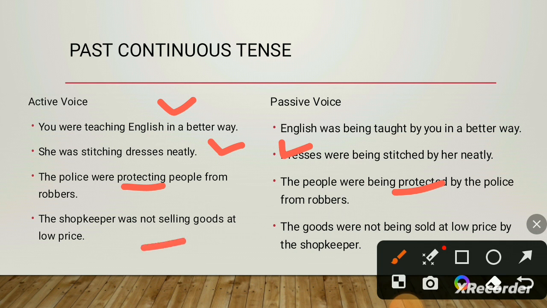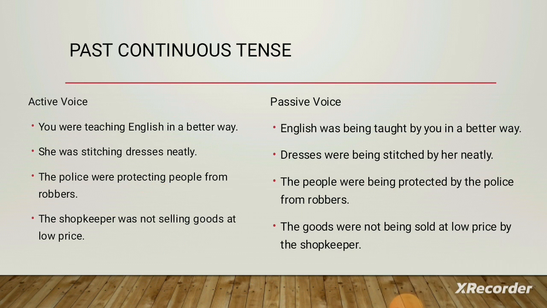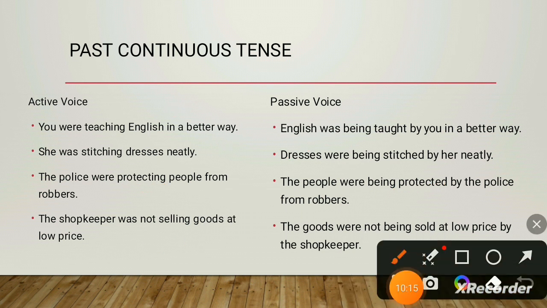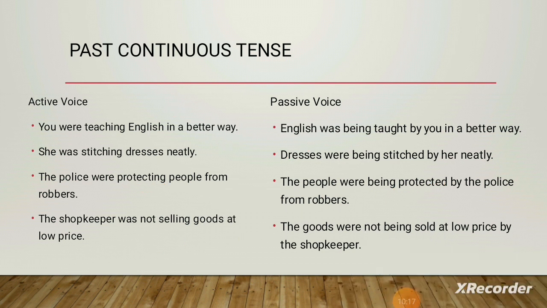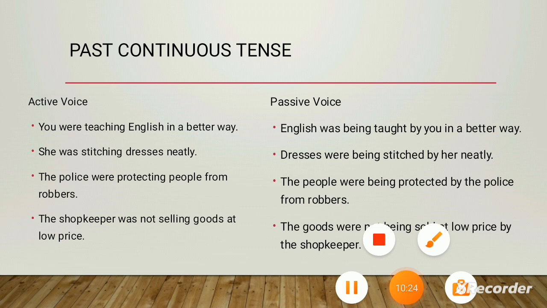Next example. The shopkeeper was not selling goods at low price. The goods were not being sold by the shopkeeper at low price. The goods were not being sold at low price by the shopkeeper. Both are correct.